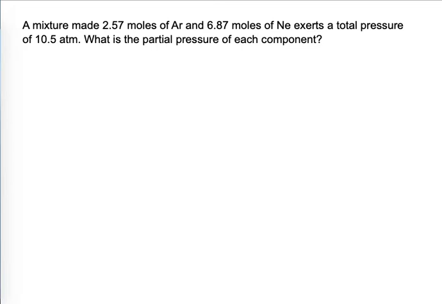Well, we know that the partial pressure of a component is simply equal to the moles of that component times RT over V. We know how many moles of each component we have, but we're not told the volume of the container or the temperature at which it's measured, so we can't measure that or calculate that. What we can use is the fact that the partial pressure of any component is going to be equal to the product of the mole fraction of that component times the total pressure.